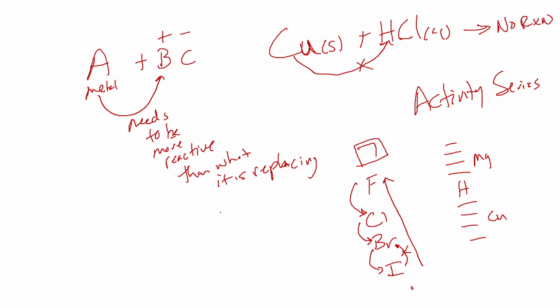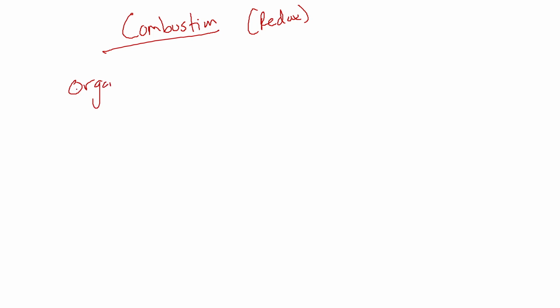One last sort of classification of reaction is a combustion reaction. And combustion reaction is also a redox reaction. And most people, when they talk about combustion reaction, talk about an organic combustion reaction. In organic combustion, you have some type of carbon, hydrogen, oxygen type of compound, plus some O2 makes CO2 plus water.